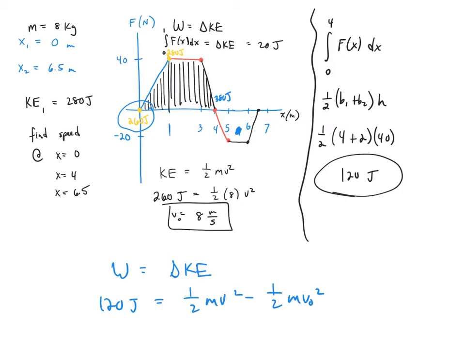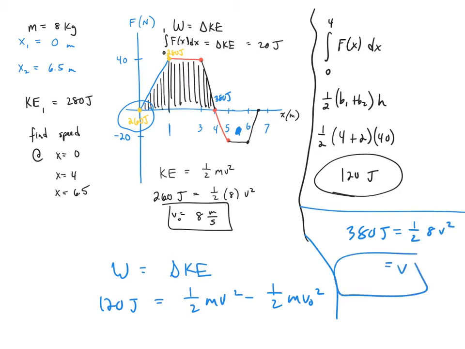So Tristan is saying the following. Can't we just do 380, which is the amount of energy it has, equals 1/2 mv squared, and find the velocity, and that will be the velocity at 4 meters? You can absolutely do that, but I'm just trying to emphasize the work kinetic energy theorem here.